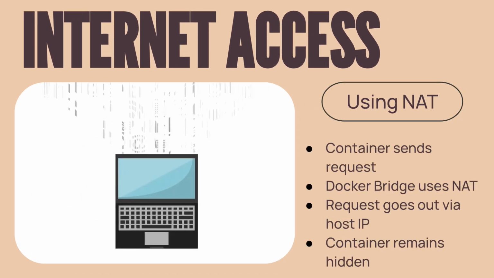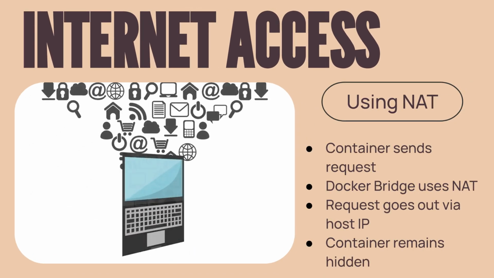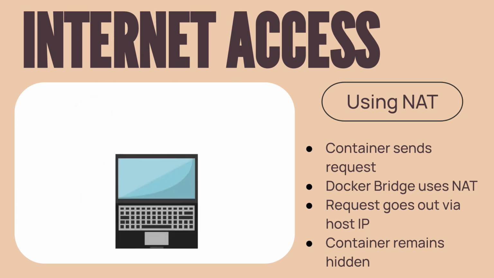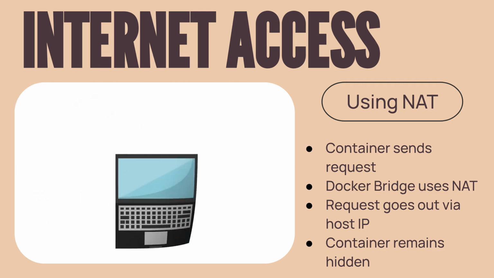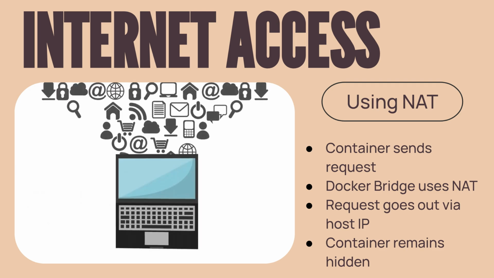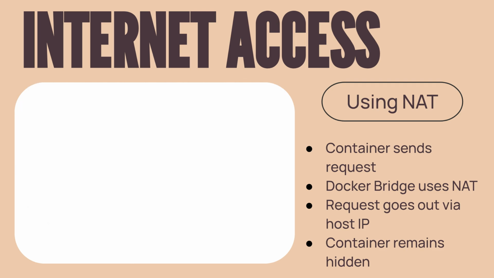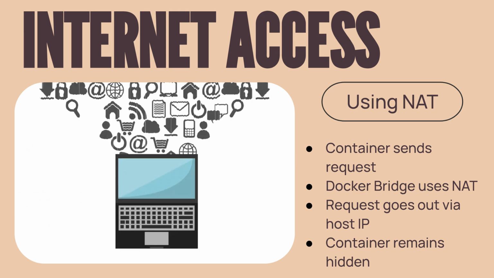Let's see how a container accesses the internet. The container sends a request. The Docker Bridge uses Network Address Translation, or NAT, and the request goes out using your host computer's IP. The reply comes back, and Docker sends it to the correct container. The internet works, and the container is hidden.